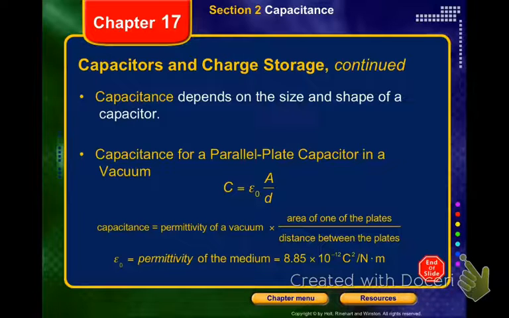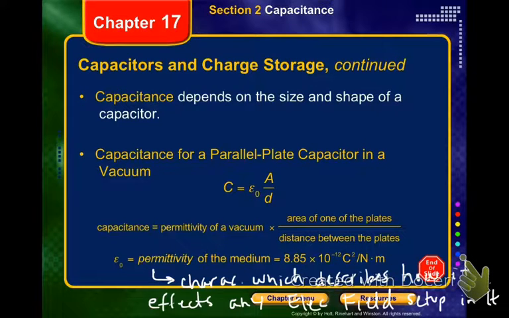Permittivity itself, if you look up a definition for permittivity, it would say it's a characteristic which describes how it affects any electric field set up in it. So you can see it written there now. Again, permittivity is a characteristic which describes how it affects any electric field that is set up in it. So permittivity of a vacuum, how is your electric field going to travel within a vacuum versus how would your electric field travel within air or within water or some other type of medium.